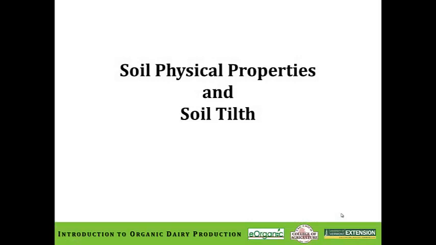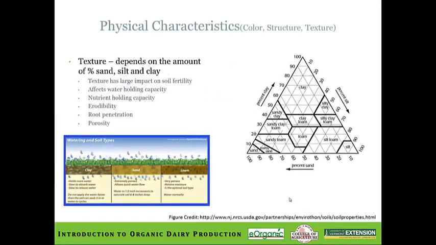Now we're going to talk about how soil organic matter influences soil physical properties and soil tilth. The physical properties or characteristics of your soil include both the color, the structure, and the texture. Now, of course, the texture of your soil is really something that your soils are born with. It's very difficult to change the texture of your soil, but you can work on changing both the color and the structure. So the texture depends on the amount of sand, silt, and clay.